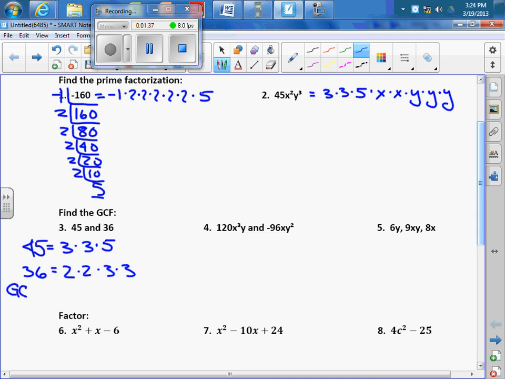So the GCF would be what's in common, I guess, right? So we have a 3 in common, and we have another 3 in common. So the GCF, the greatest common factor here, would be 9.